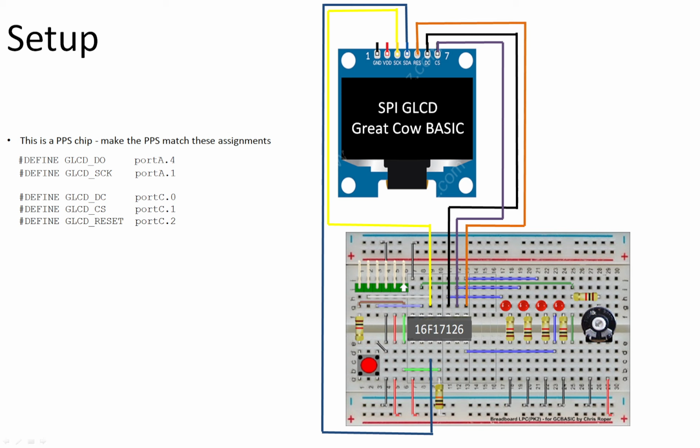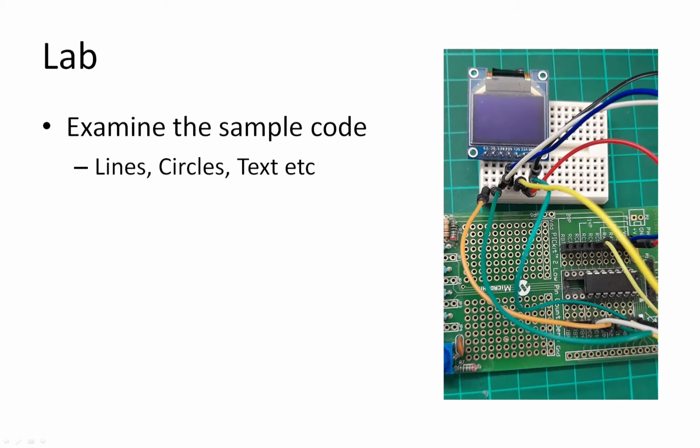Let me just show you what I've got set up. This is mine on the right hand side. It's no different. We're going to watch that and see that live. And we're going to look at some lines, circles, and text, etc. And you will notice, for those who have very sharp eyes, this GLCD has an SDA as its input, which is serial data in. And this mapping of SPI is quite inconsistent across the industry.